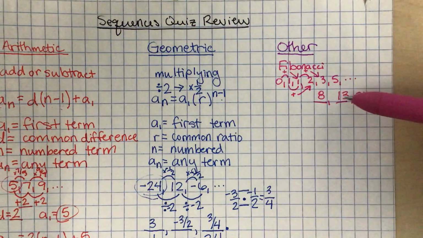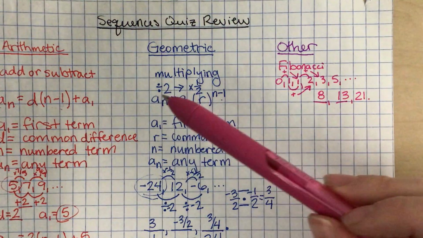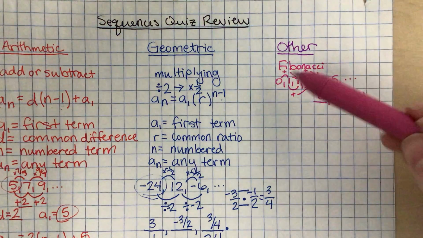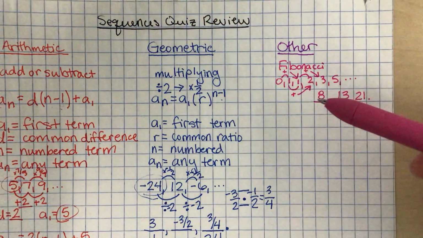Now, the Fibonacci is a special sequence because it doesn't really follow either our adding or subtracting and multiplying like we did for arithmetic and geometric. It has a pattern, but it's not necessarily the same number each time, but it's the same method every time.